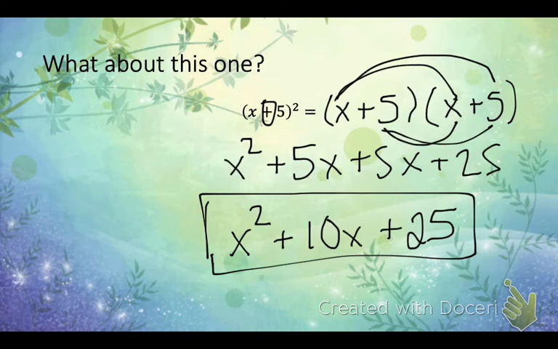Okay? Now, if this was x times 5 squared, then yes, you can distribute it. But when there's that plus, it becomes a FOIL problem. It's a special case FOIL problem.